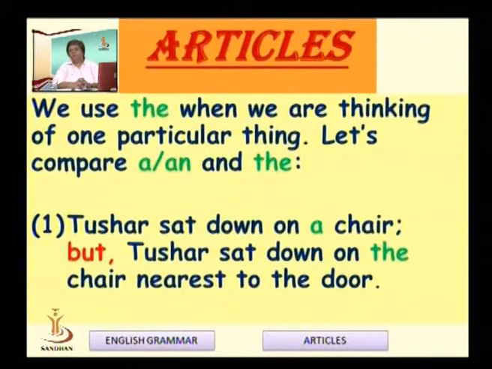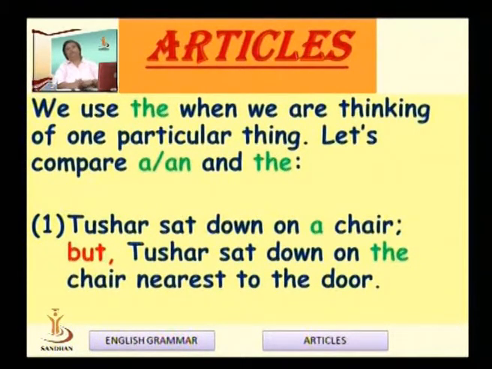But look at it later on. Tushar sat down on the chair nearest to the door. Why am I using the chair now? Because now I am specifying which chair, that chair which was nearest to the door.